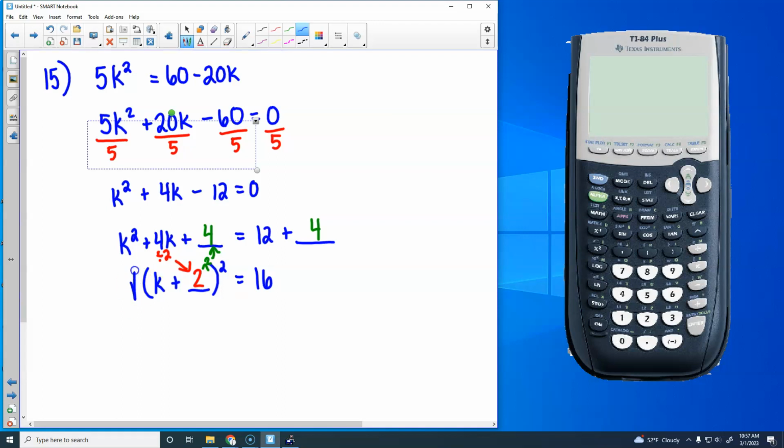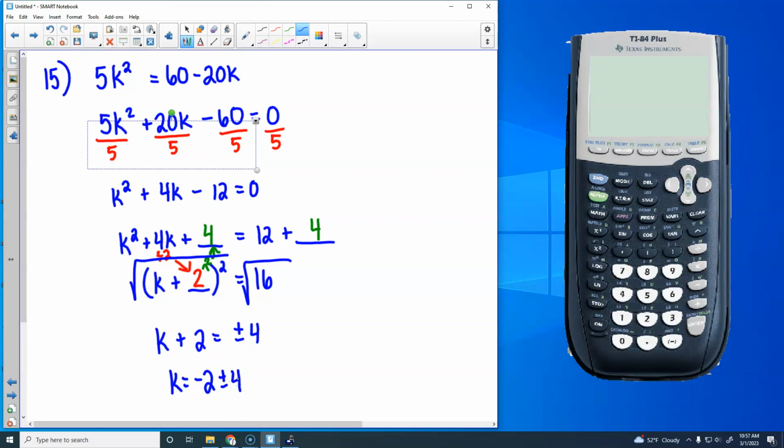But we are going to square root both sides to solve this. Square root will get rid of that square. We'll have k plus 2 is going to equal plus or minus 4. When you square root both sides of something, you have to put a plus or minus. And then we can move the 2 over. So we get negative 2 plus or minus 4.